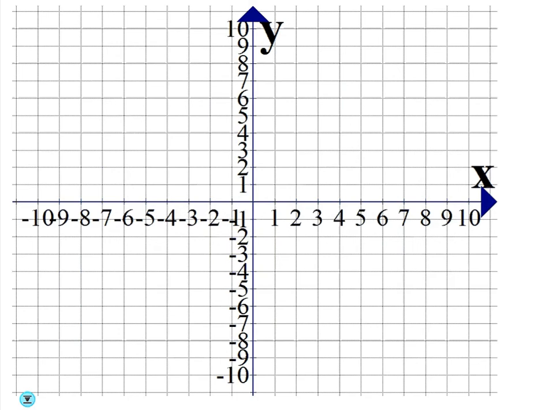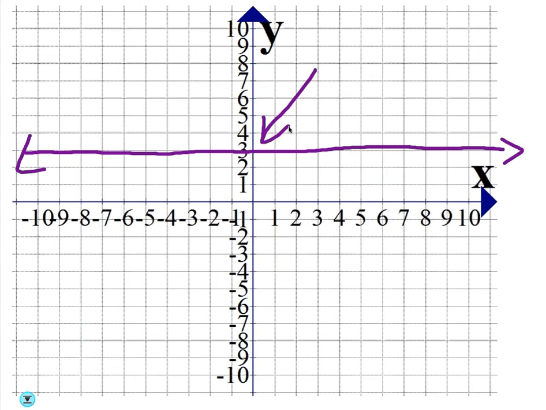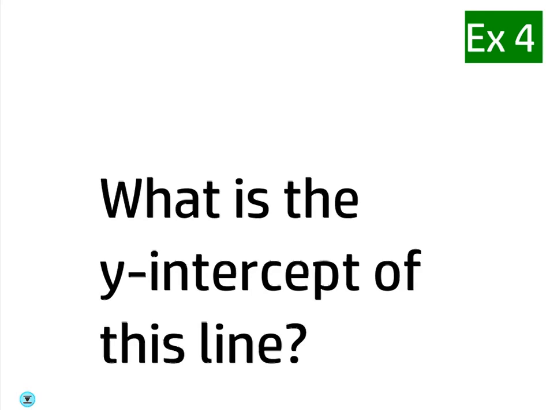If we were to graph this line, look where it crosses the y-axis. It crosses at 3, intercepts at 3, right? That's why they call it y-intercept. Intercept means cross. Okay, one more example.